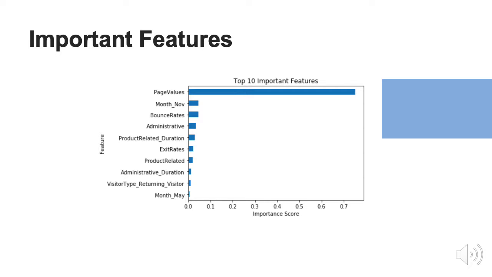We can see the month of November also plays an important role. So this could be seasonal sales that we could have a deeper look into. And then we see administrative pages and product related duration, which also reinforces the theory that our user likes to get as much information about us, the company, and of the product they are acquiring.